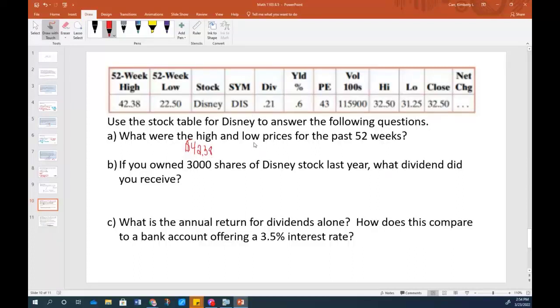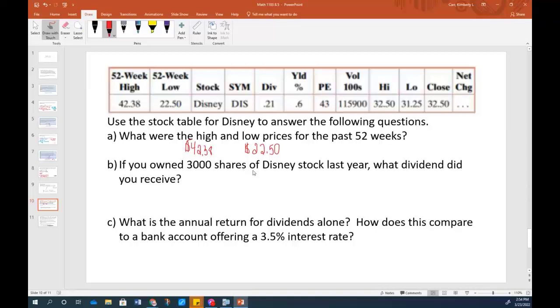The low price for the last 52 weeks was $22.50. And by the way, if you're asking, this book was published in 2019, so this information was really about a previous date. This was an actual stock report, but it certainly wasn't from COVID times.